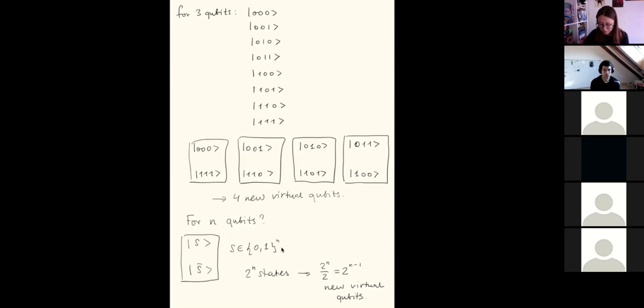Okay. Maybe just a clarification, also as a remark. By new virtual qubits, I mean that these are not the virtual qubits which n minus 1 systems combined would give rise to, or n minus 2 or n minus 3. But these are the virtual qubits which are unique to the combination of n systems.